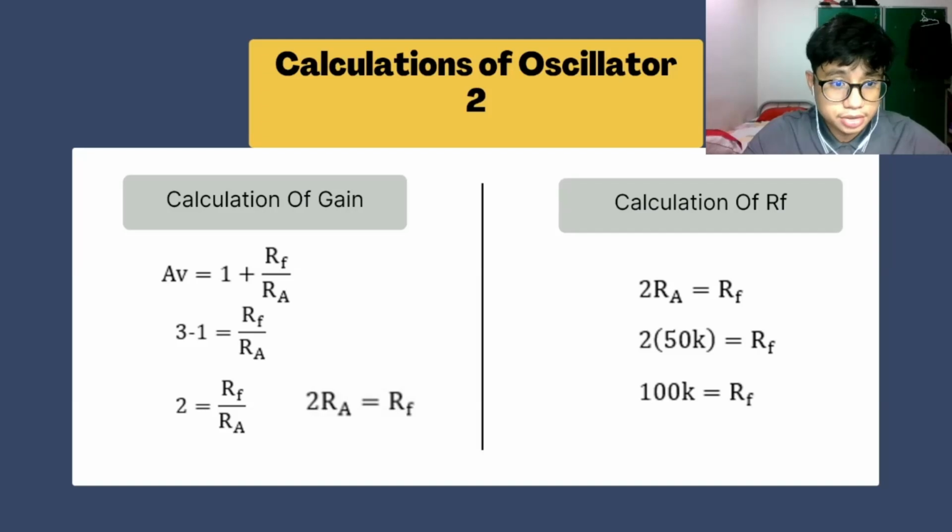For the calculation of the feedback resistor, we use the formula that we got earlier, which is 2 RA equals RF. The value of RA is 50k. So 2 times 50k equals 100k. So we can use 100 kilo ohms as the feedback resistor.